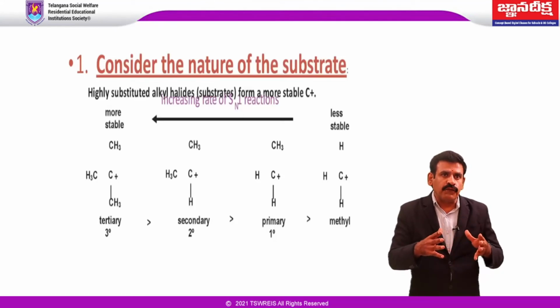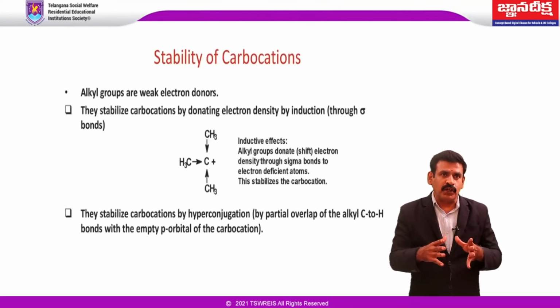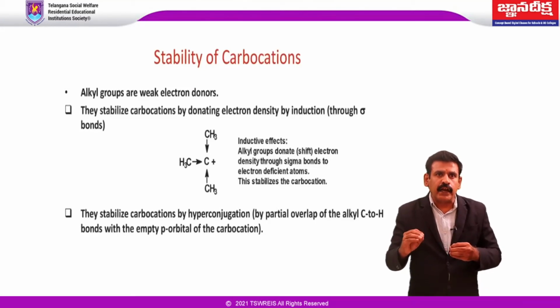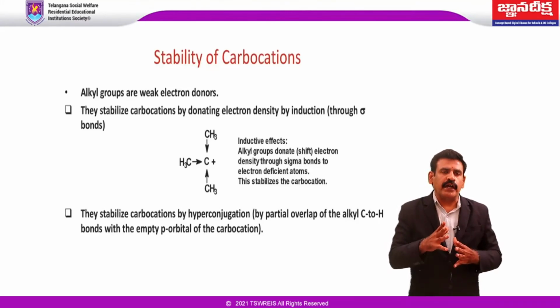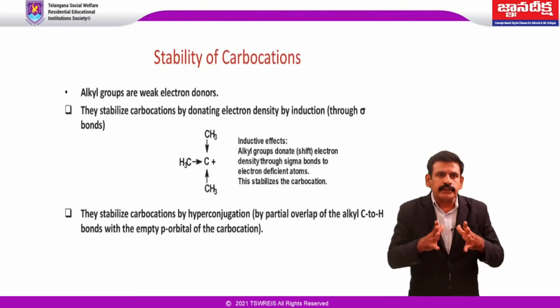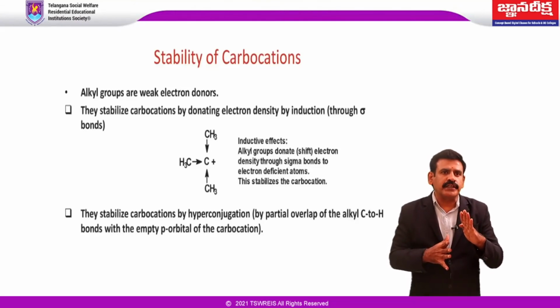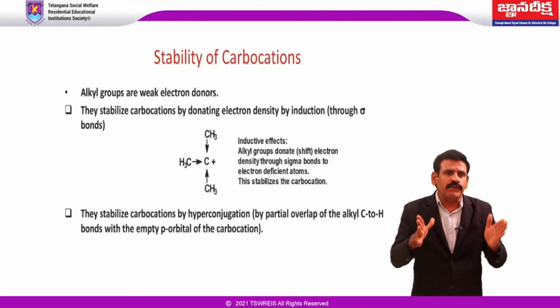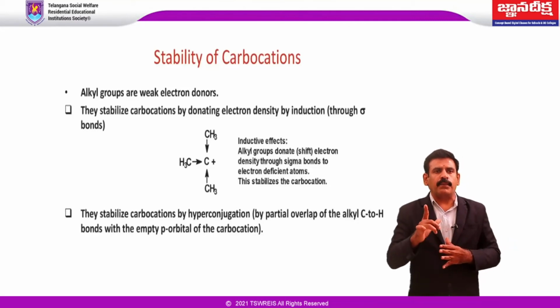Alkyl groups are very weak electron donors. They stabilize carbocations by donating electron density by induction through sigma bonds. See, the carbocation here forms the inductive effect. Alkyl groups donate electrons, electron density increases through sigma bonds, and this stabilizes the carbocation. The carbocation is also stabilized by hyperconjugation, by partial overlap of alkyl carbon to hydrogen bonds with the empty p orbital of the carbocation.